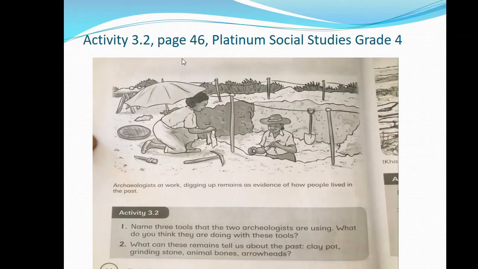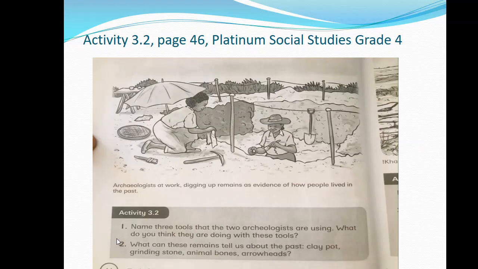Okay, let's look at the activity on page 46 in your Platinum Social Studies Grade 4 textbook. You have to answer question 1 and question 2. Question 1 says: name 3 tools that the 2 archaeologists are using, and what do you think they are doing with these tools? You have to answer question 1 by looking at the picture above. There are 2 women at the side, and these women are archaeologists. You have to look in the picture and find the tools that they are using, and state why they are using these tools.